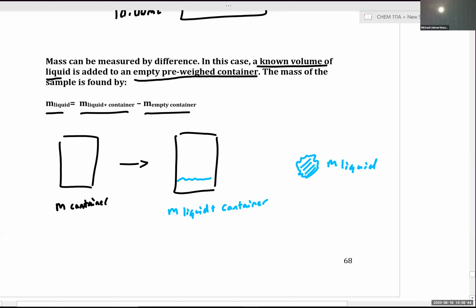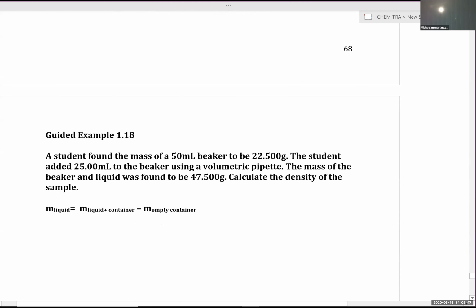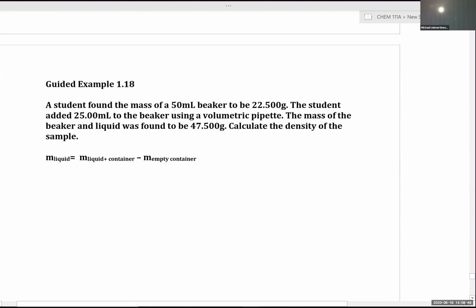So let's see how this works out in practice. Let's suppose we're given an example: a student found the mass of a 50 ml beaker to be 22.500 grams. The student added 25 milliliters to the beaker, and the mass of the beaker and liquid is found to be 47.500 grams. And we're asked to calculate the density.